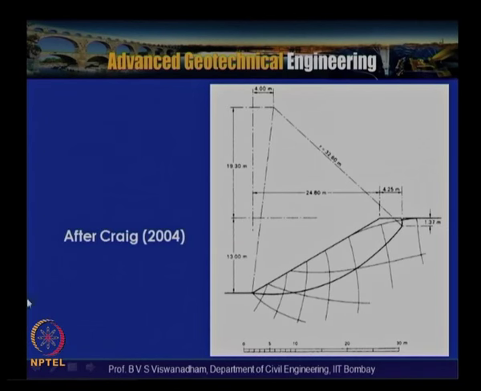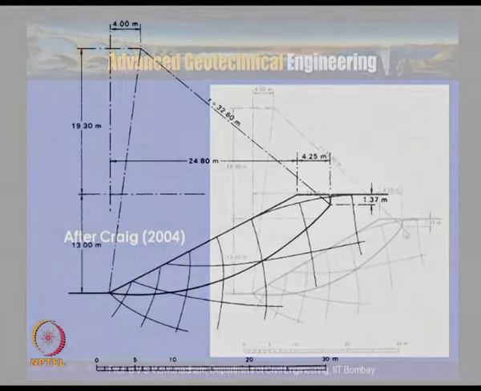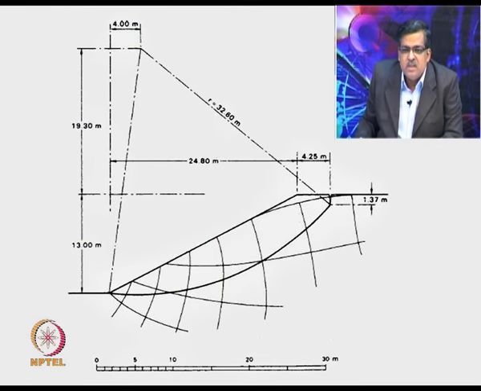So the slope is shown here, and this particular portion is the tension crack. The depth of the tension crack is given as 1.37, and the horizontal distance from the crest of the slope is about 4.26 meters. So the failure surface, assume it to be fitted from this point to this point.